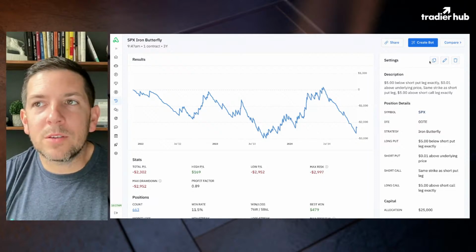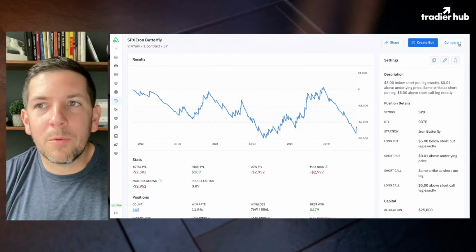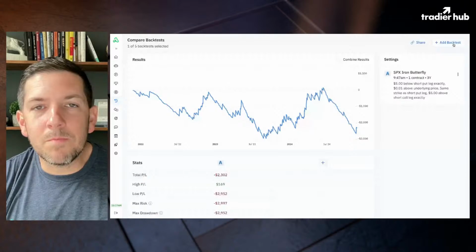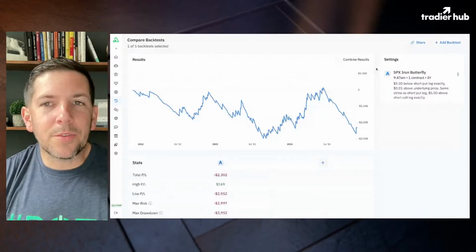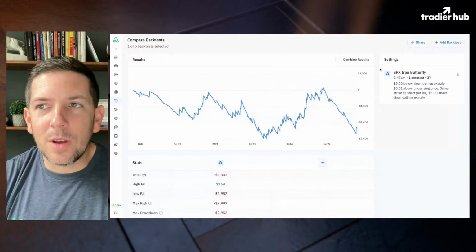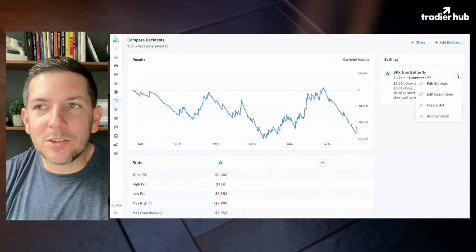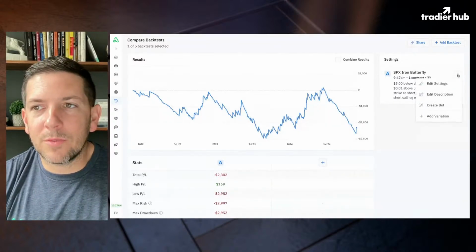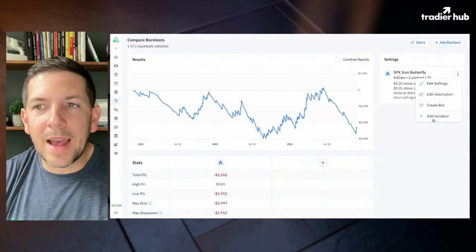So what we're going to do now is go up here to the compare button and add some comparisons. Now this immediately gets you into a bit of a different view, where you're doing some comparisons and starting to add and compare different strategies. So I'm going to take this strategy here, click on the little three dots on the right side, and then go down here to add a variation.